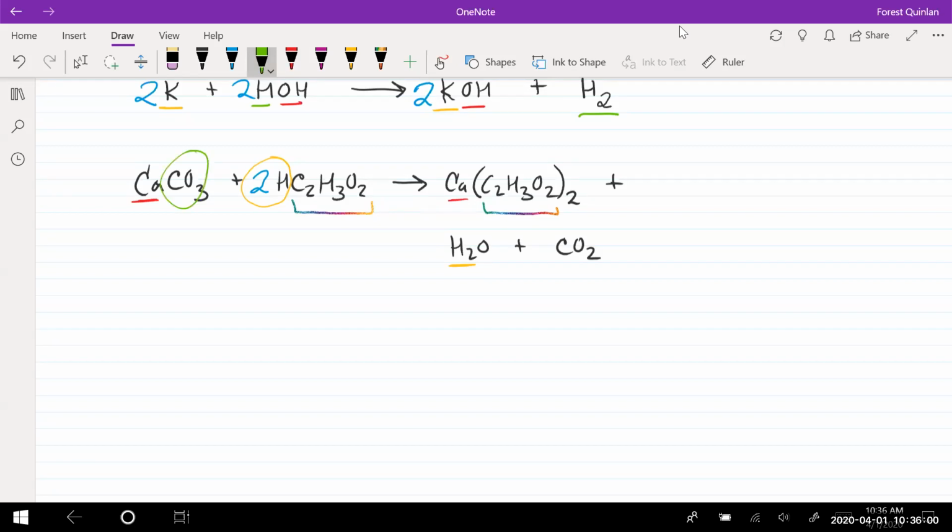but I don't see a carbonate on the other side, do I? It's balanced already. And why do you say that? Because there's the oxygens on both sides. Right, I see 3 oxygens, 1, 2, 3, and I see 1 carbon and 1 carbon.